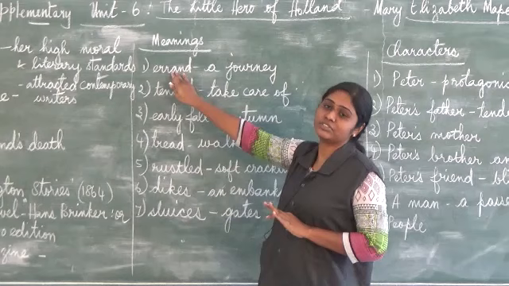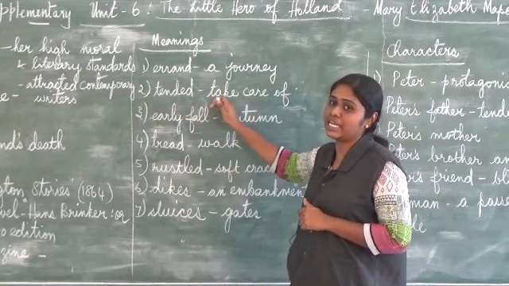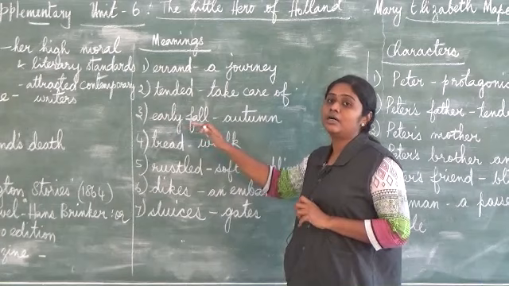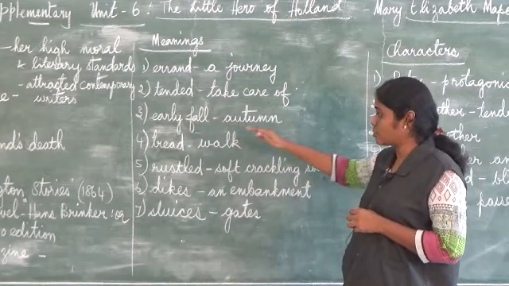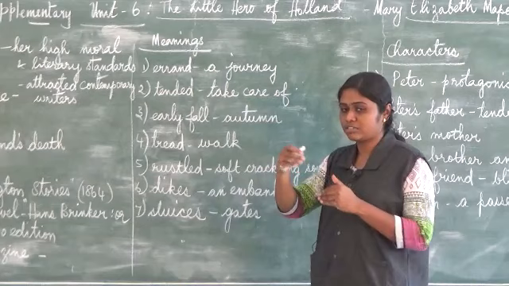Then tendered. Tendered means taken care of. Tend means take care of. Tendered means taken care of. Taking care of something. Okay. Early fall. There is a word to refer to the season or the setting of the story. Early fall, which means autumn. Autumn means the season in between summer and winter. Midway. Okay. Then tread means walk. Short steps. Walking very cautiously, carefully.